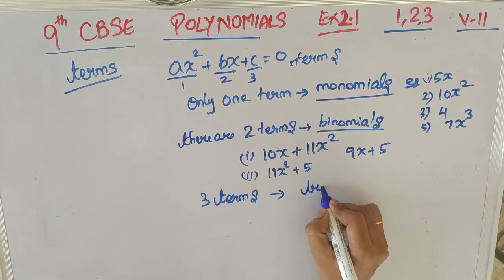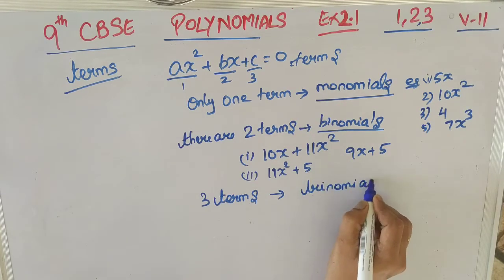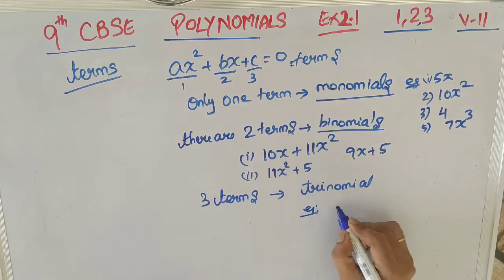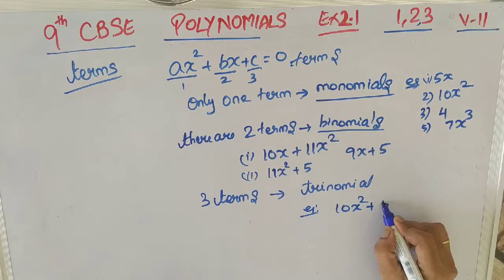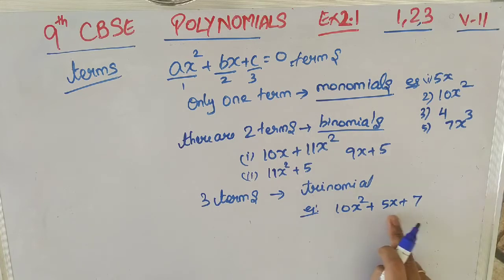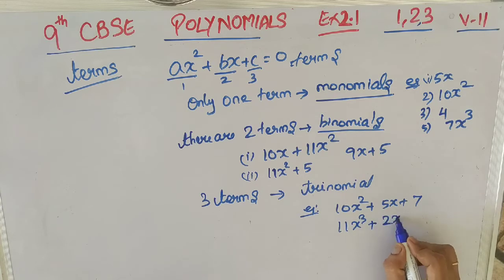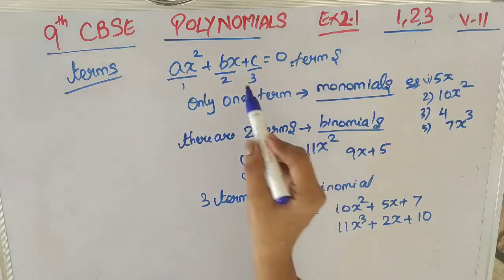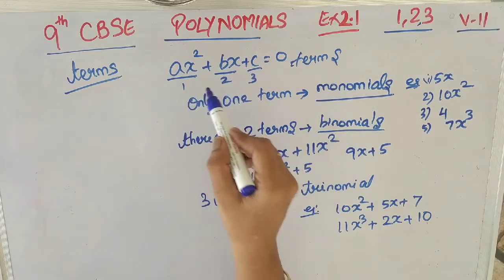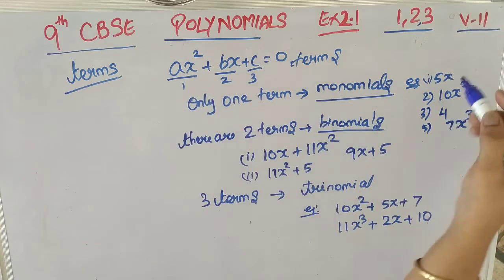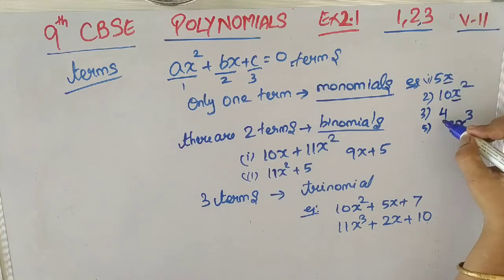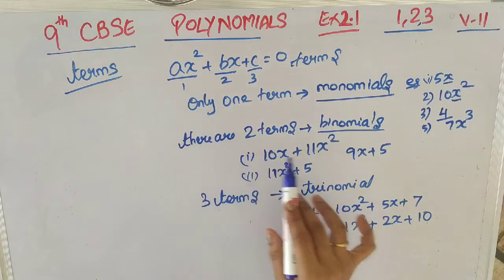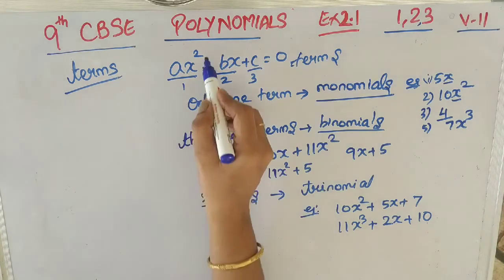Then if the polynomial has 3 terms, it is called a trinomial. The word tri means 3, isn't it? So if a polynomial has 3 terms, it is a trinomial. Example, 10x squared plus 5x plus 7. Here there are 3 terms, isn't it? Then the second example is 11x cube plus 2x plus 10. Here too, the degree of the polynomial can be anything, but if the polynomial has 3 terms, it is a trinomial. If it has 1 term, it is a monomial. If the polynomial has 2 terms, it is a binomial. Clear?